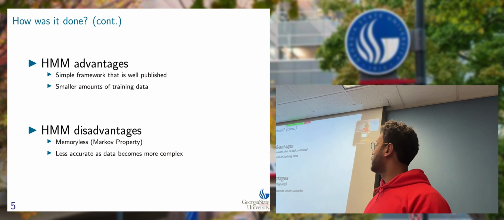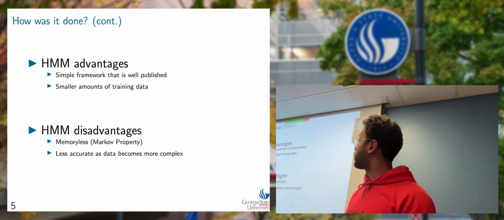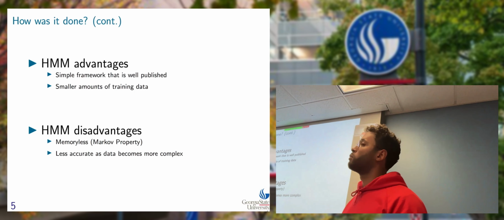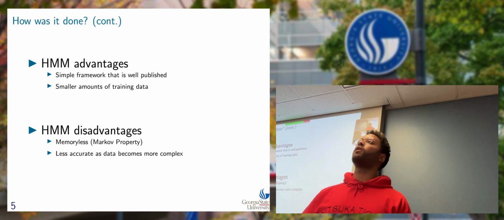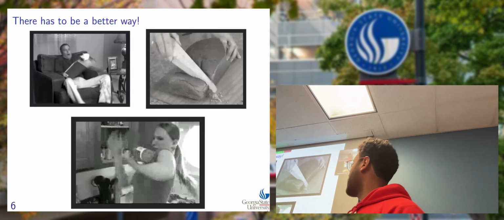Also, an issue with this is you have to train off of a small amount of data. So as data becomes more and more complex, your model as a result becomes less accurate. Well, there's got to be a better way.